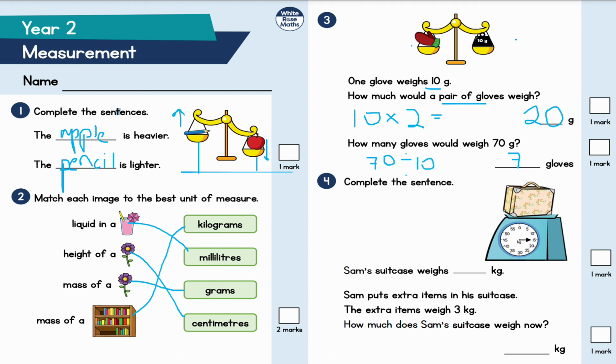Okay, this is question number 4. Complete the sentence. Sam's suitcase weighs 15 kilos. Sorry if it's a bit small there, but hopefully you can see that it's pointing towards 15. Sam puts extra items on the suitcase. The extra items weigh 3 kilograms. How much does the suitcase weigh now? It's going to be 18 kilograms, because 15 plus 3 is 18.